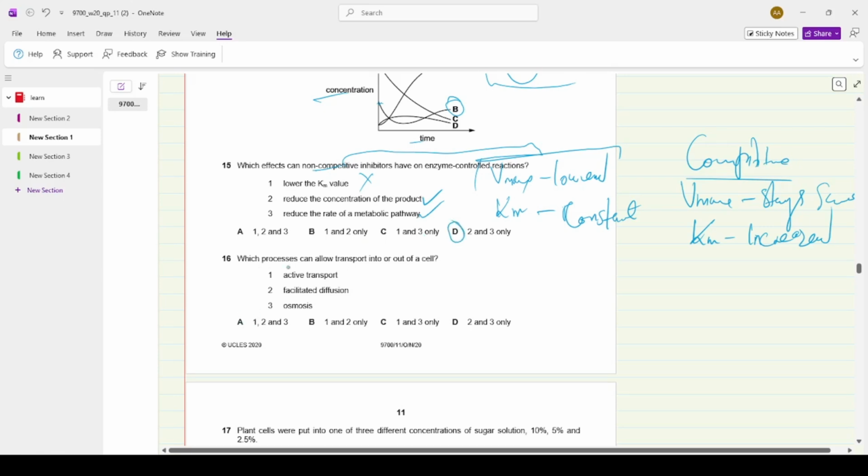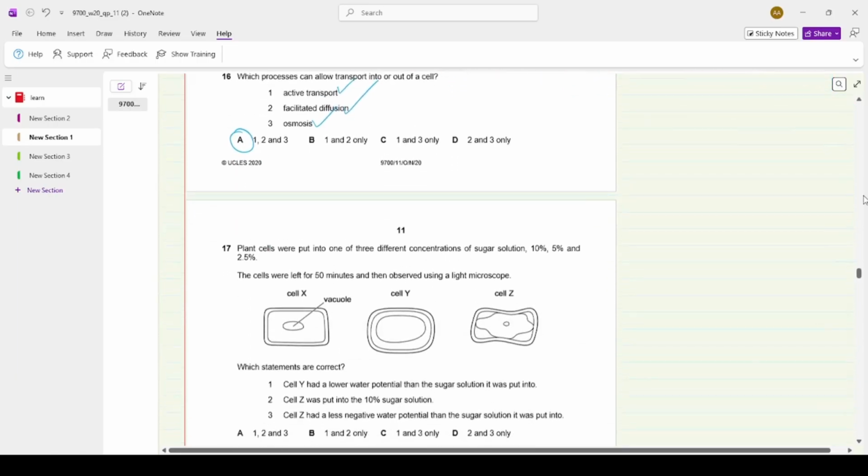Number 16, which process can allow transport into or out of the cell? Active transport, yes. Facilitated diffusion, yes. Osmosis, yes. So number 16, the best option was A. All of them can be involved.